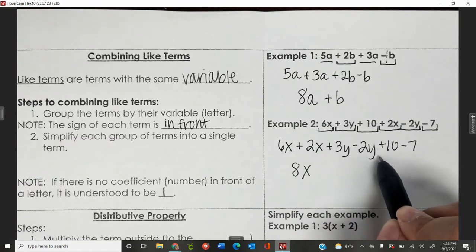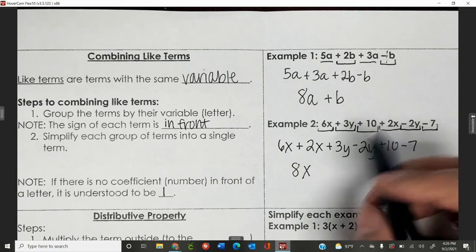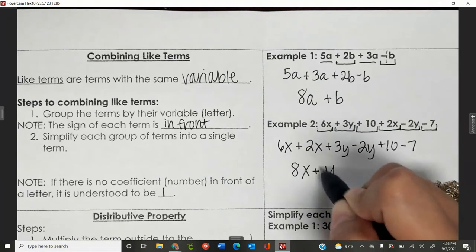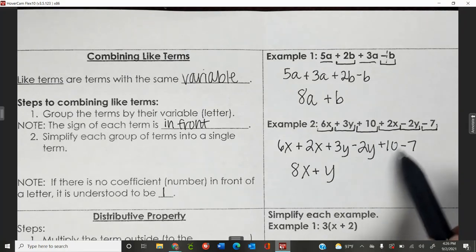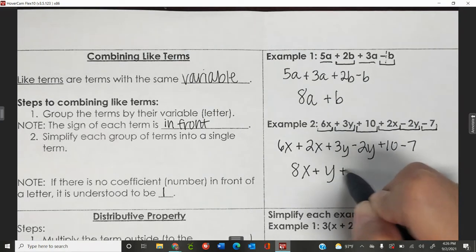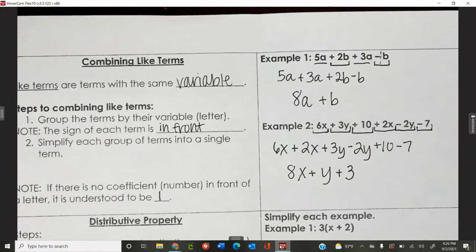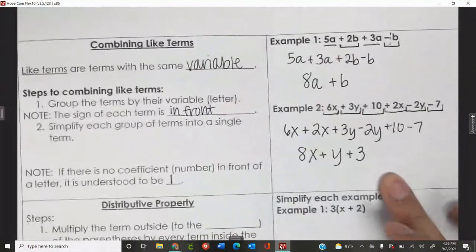Plus 3y minus 2y. So you start off with 3 y's. You take away 2 of them. You now only have 1 y, and it's positive. And then we have plus 10 minus 7. So a positive 10 minus 7 is going to be a positive 3. So that is combining like terms.